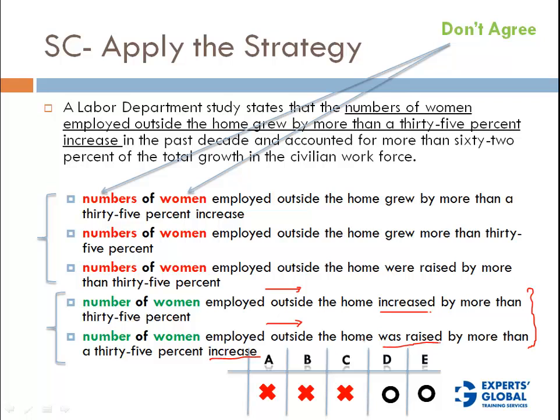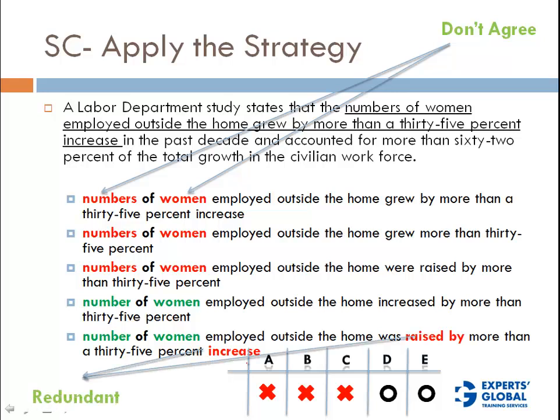So what does it say? It says the number of women employed outside the home was raised by more than a 35% increase. That's not correct. You don't use raise as well as increase in the same context. So with these two errors, raised by as well as increase, option E can be eliminated. It can be accused of redundancy, and therefore option E is also eliminated and the answer becomes option D.